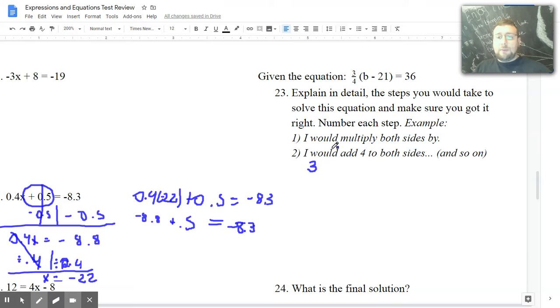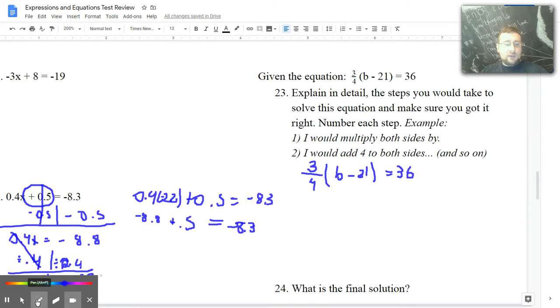So the first step would not be multiply both sides by something. It would be divide both sides by this fraction. But when you divide by a fraction, it is the same thing as multiplying by its inverse. So that's what I like to do. You can also take two steps, but I like to do it that way. So I'm going to multiply both sides by the inverse of that fraction, which would be, instead of 3/4, 4/3. But I have to do that to both sides.